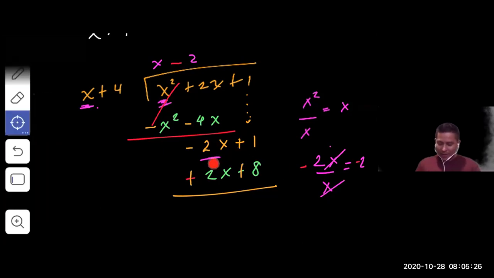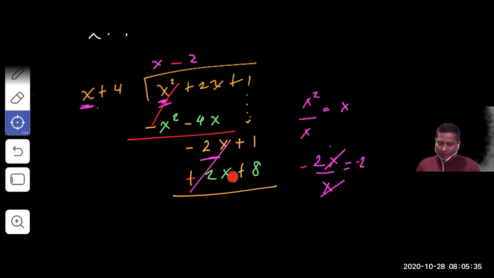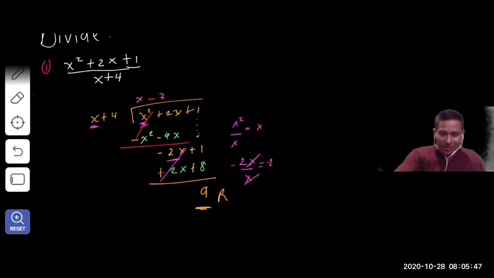Okay, let's subtract this. 2x plus 2x minus 2x plus 0. This is the key, guys. If I, with this mistake, I would have noticed here because I couldn't cancel. That's the idea. 1 plus 8 is 9. This is the remainder, right? Yes. All of that, remainder. That's the idea, guys.